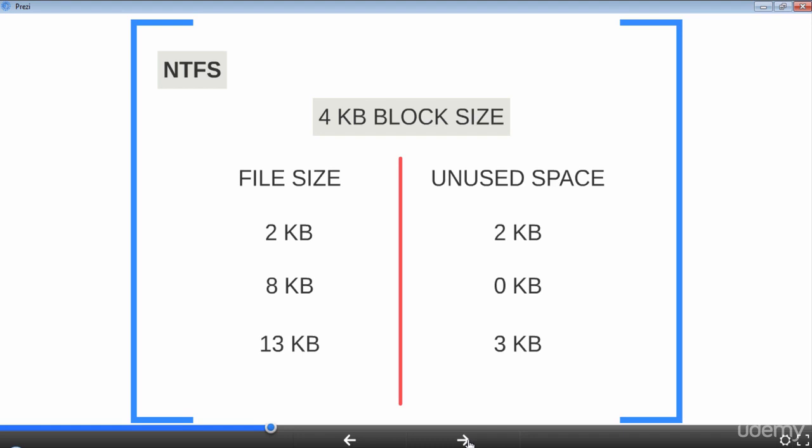If the file size is 8 KB, it will take up 8 KB, that is 2 4 KB blocks. If the file size is 13 KB, it will take up 16 KB or 4 blocks, leaving 3 KB unused. Again, this 3 KB cannot be reused, leaving them unused forever. So, 4 KB or multiples of 4 KB is the minimum amount of space the file system can assign at any given time. Why is this information important?